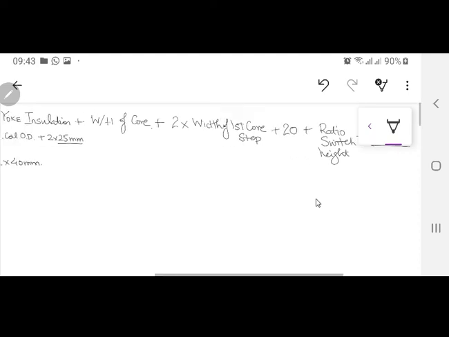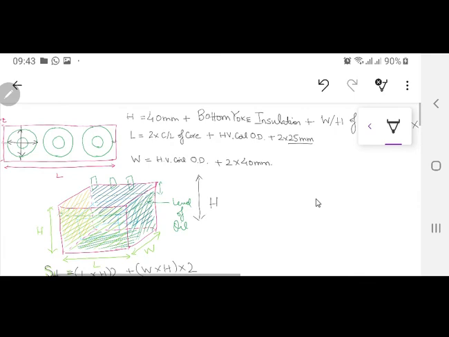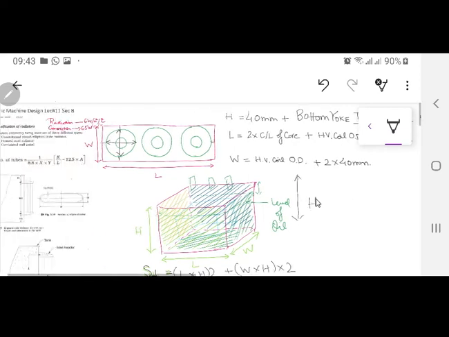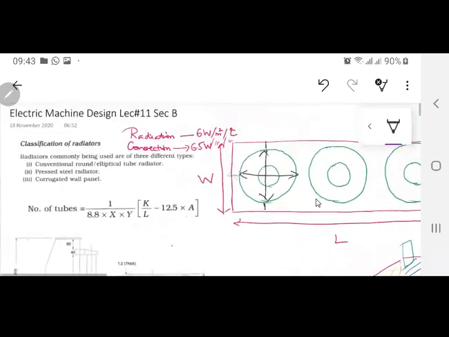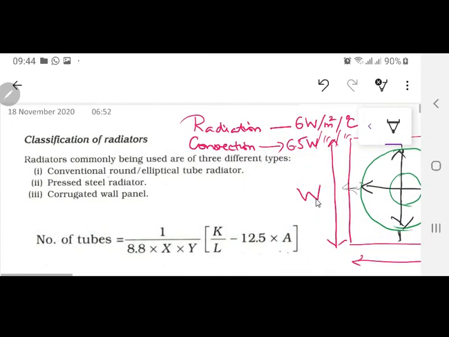Okay, based on this, once you have all these dimensions together, length, width and height, which type of radiator you want to use depends upon the cost of your transformer. Now, there are 3 types of radiators. The first one is the conventional round or elliptical tube radiator, the second one is the pressed steel radiator, and the third one is the corrugated wall panel.